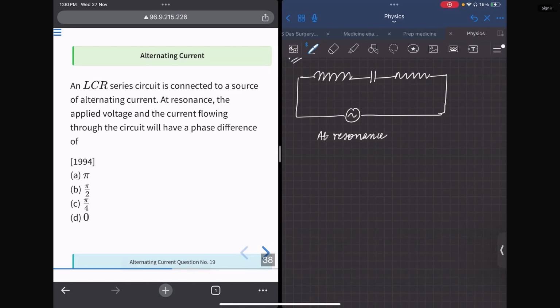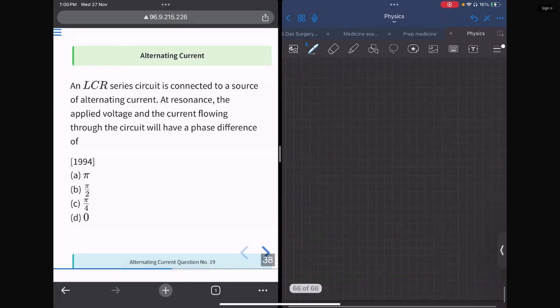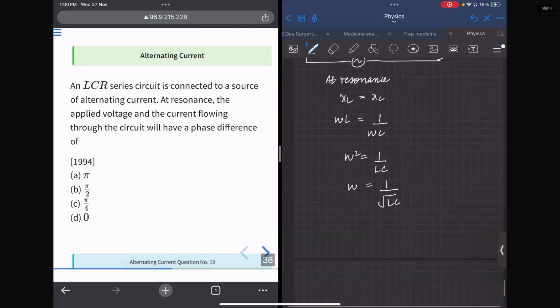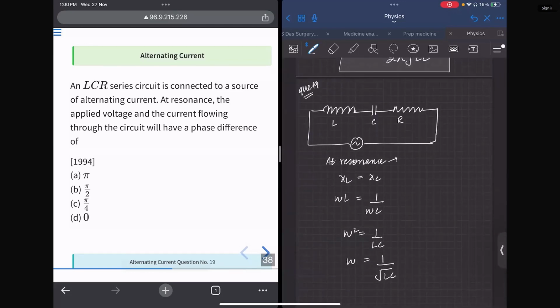So what is the peculiar feature at resonance? If we consider the self-inductance as L, the capacitance as C, and the resistance as R. At resonance, we have XL, which is the inductive reactance, equal to XC. So XL is omega L and XC is 1 by omega C. So omega square is 1 by LC and omega is 1 by under root LC. So what does this actually mean in terms of theory? That at resonance, the circuit is completely resistive.